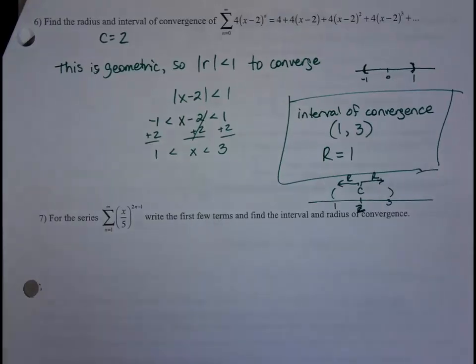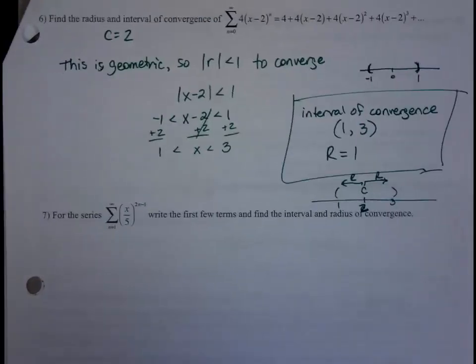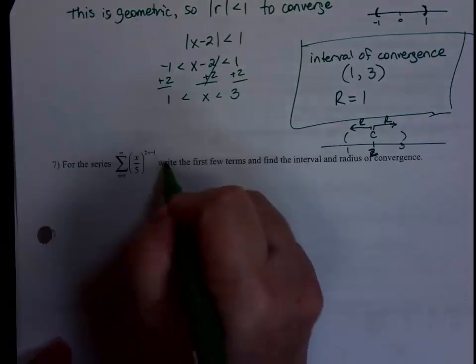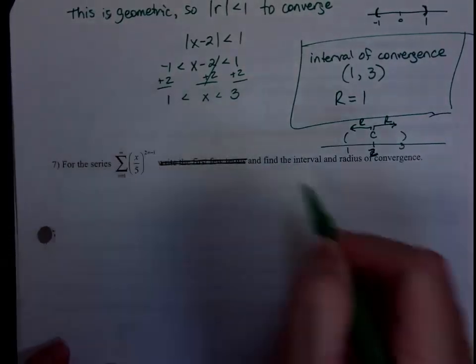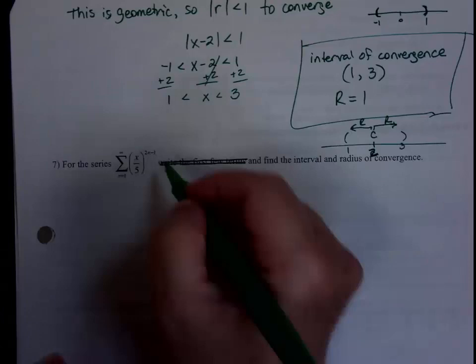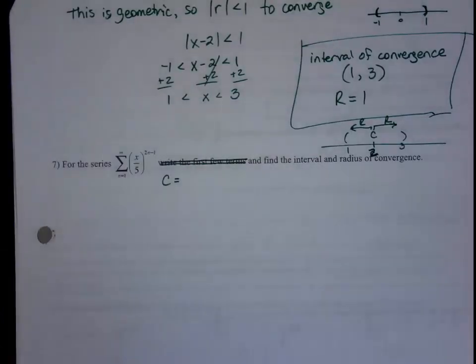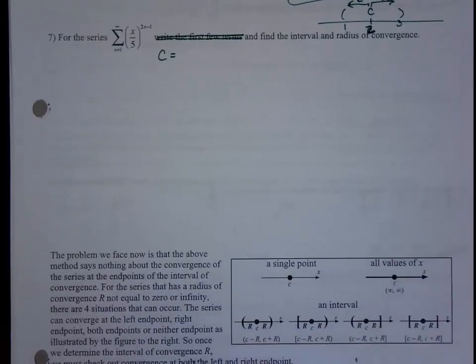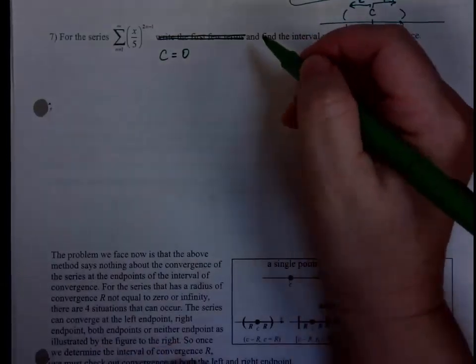All right, let's go ahead and do number 7. It says for the series that's given, write the first few terms. Let's not worry about writing the first few terms down. Find the interval and the radius of convergence. I'll always start with C. What is C for this problem? It has to be in a parentheses with the x, added or subtracted. There's nothing, so C is 0.